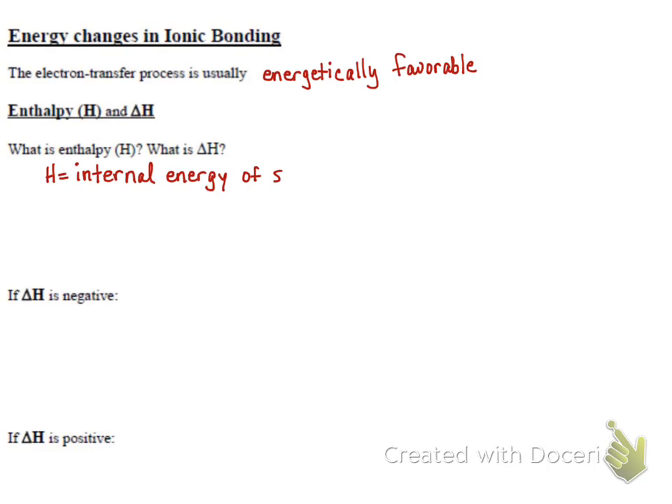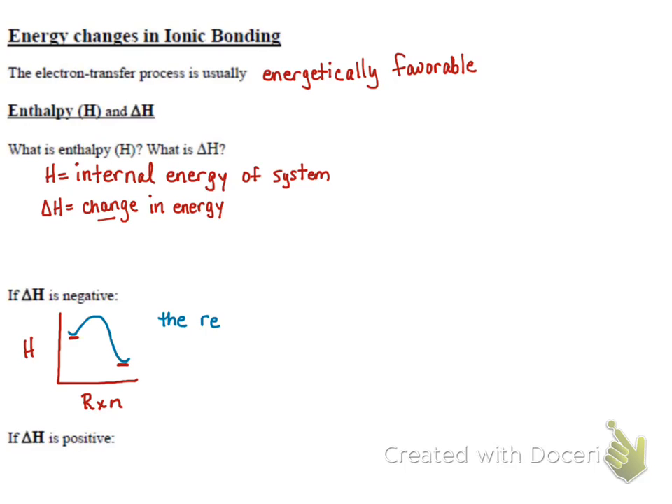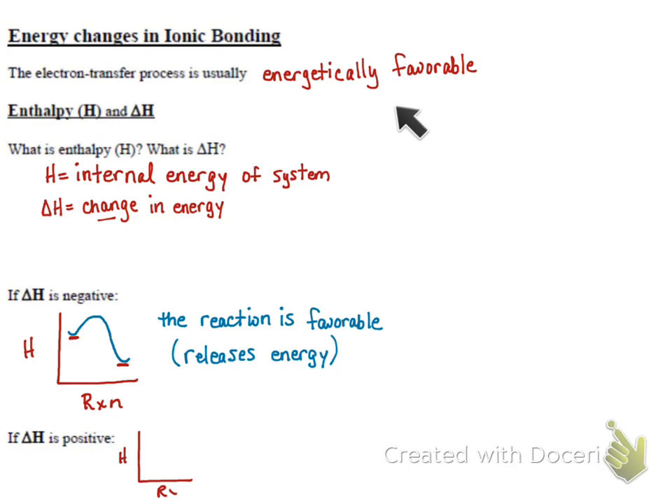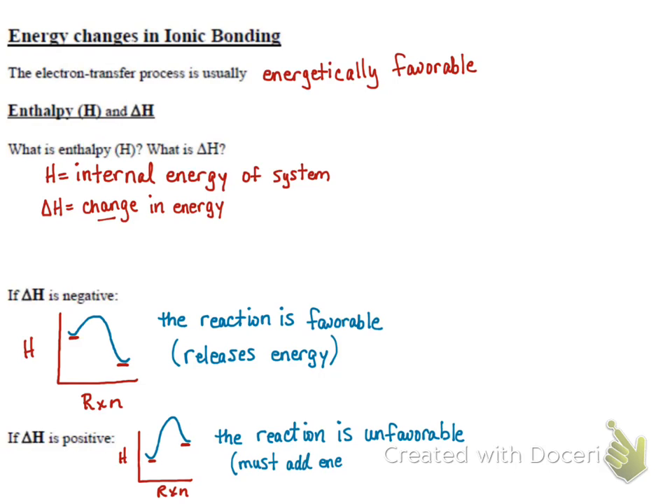The electron transfer process, we're going to talk a little bit about energy. The electron transfer process is usually energetically favorable, which means it happens without us adding more energy. Enthalpy is the way that we measure energy, and it's called H for enthalpy. And it refers to the internal energy of our system. We don't usually talk about H. We almost always talk about delta H, which is the change in energy. So we'll talk about this a lot.